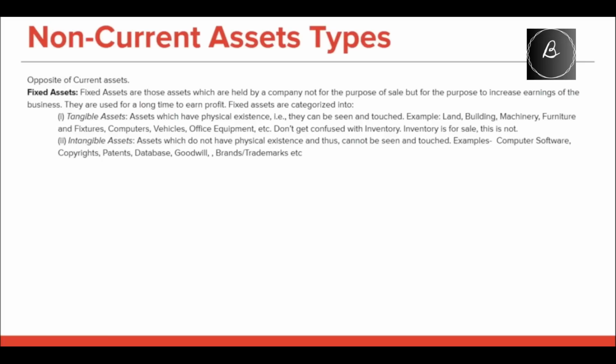Intangible assets are those which do not have a physical existence and thus cannot be seen and touched. Examples include computer software, copyrights, patents, database, goodwill, brands or trademarks, etc. So how do you determine the value of an intangible asset? Well, it depends on the type. If it is purchased, then it will be shown as the price that is paid by the company. But if it's self-generated, then it is determined after proper calculation. Basically, the amount will be determined by increase in profit in relation to the changes made in the business, and so are subjective.